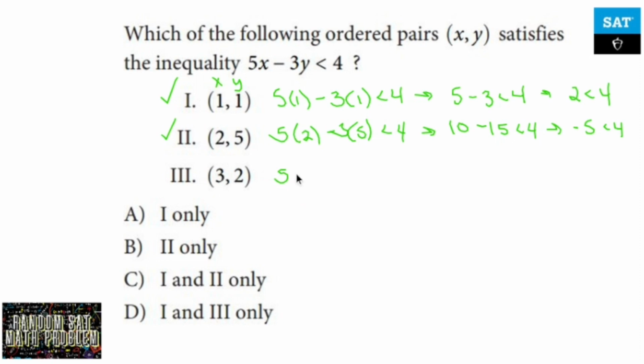5 times my x value, which is 3, minus 3 times my y value, which is 2, it's got to be less than 4. 5 times 3 becomes 15. 3 times 2 is going to become 6. 15 minus 6 is 9. 9 is less than 4? Nope. 1 and 2 only. C is my guy. That's it.